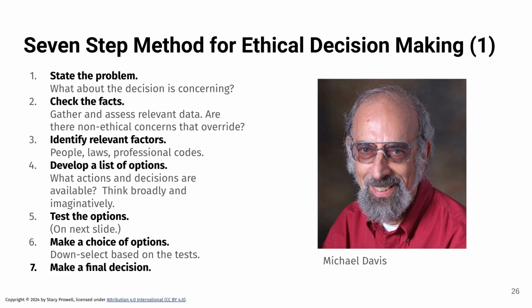Test the options. We'll get to that on the next slide, so hang on that one. Down select. So once you've done the testing, which we'll talk about in a moment, this should help you down select and say, well, these options are bad, and these options are probably okay, and maybe these options are really good. So you can then down select and then finally make your decision.